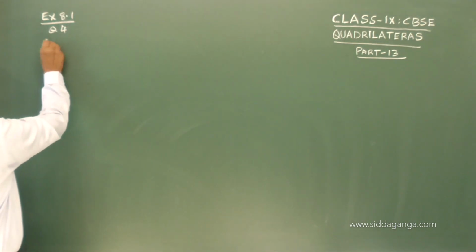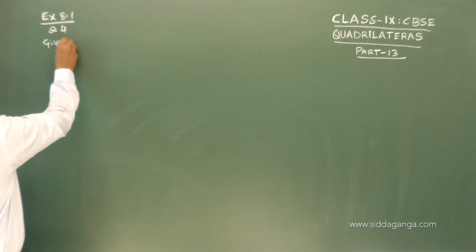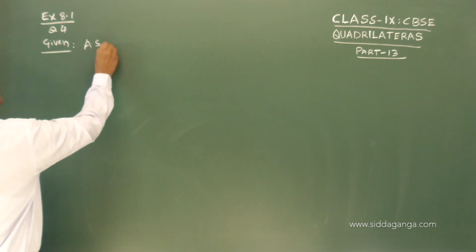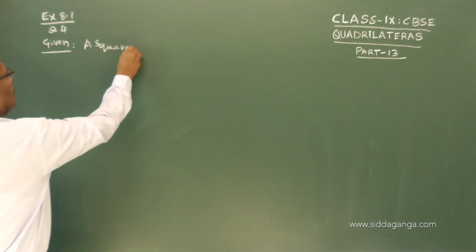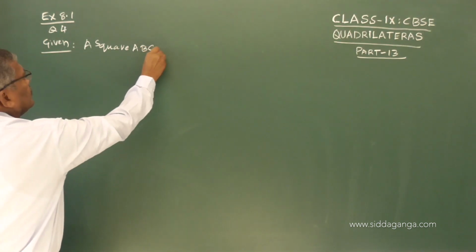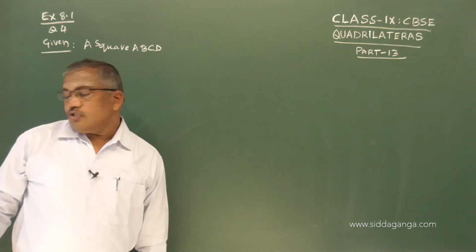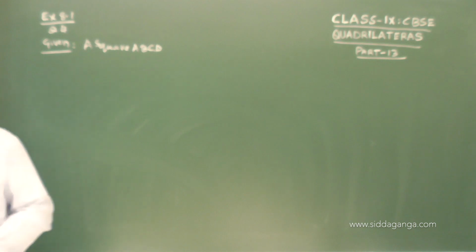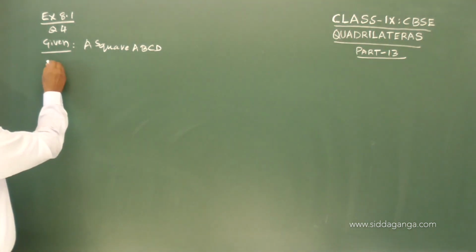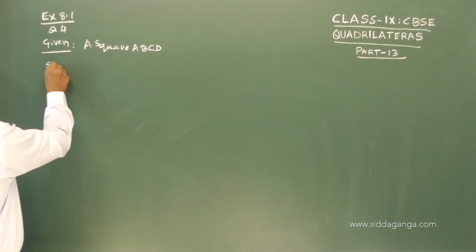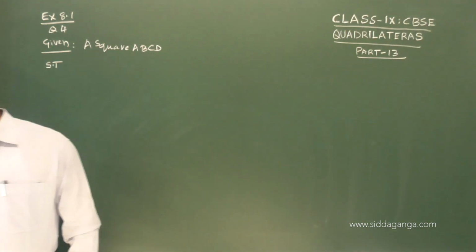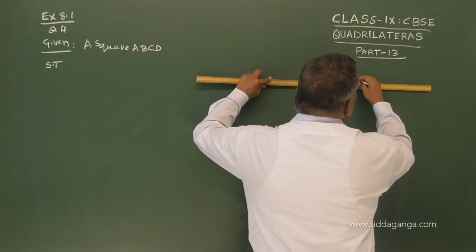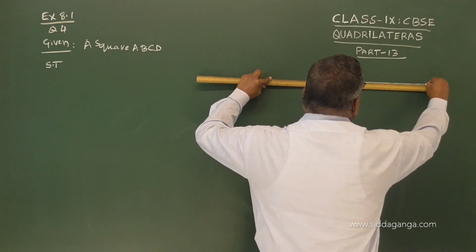Given data I will write. Given a square A, B, C, D, let us say. A square is given. We have to prove or to show that. So I will draw the diagram now. Let us draw a square as given.